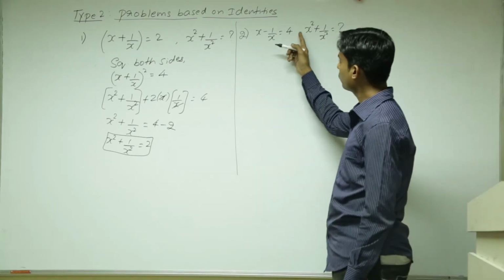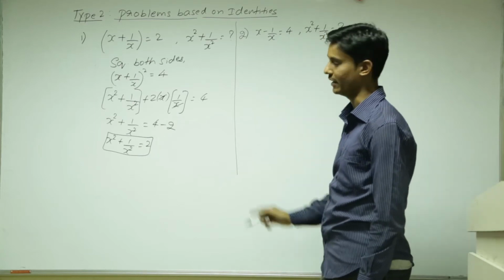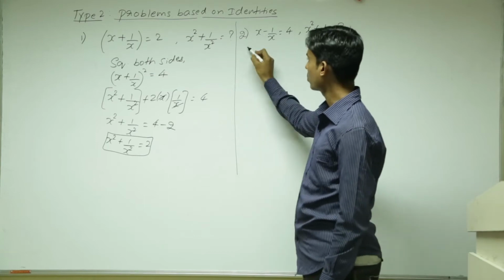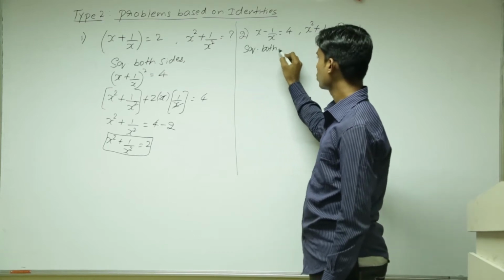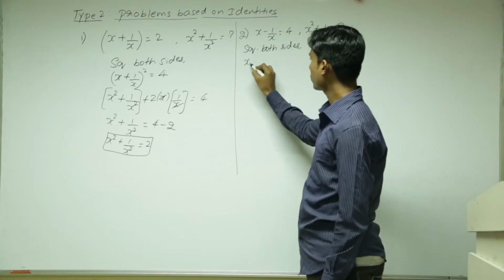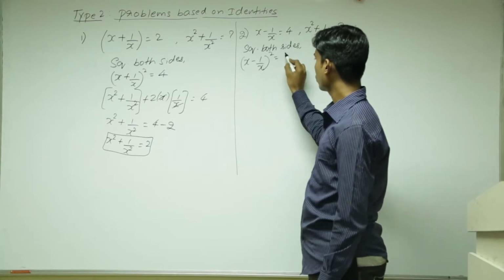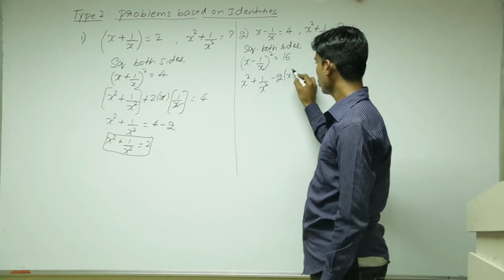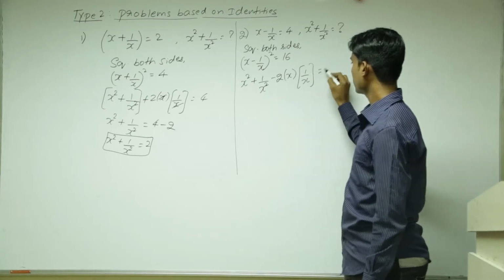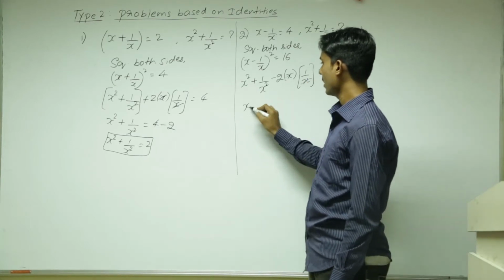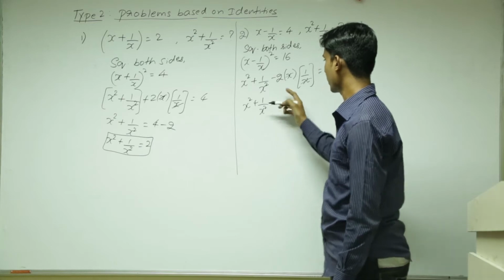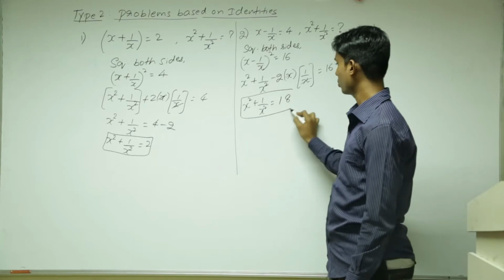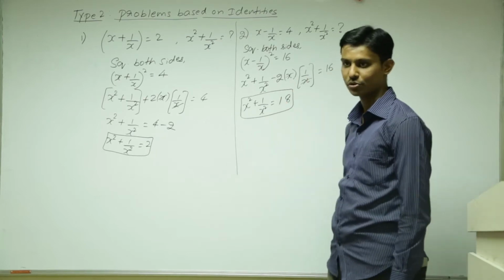x minus 1 by x is 4. Same logic. I have x term, but it should become x square term. Squaring both sides will give me x minus 1 by x whole square is nothing but 4 square is 16. This becomes a square plus b square minus 2ab. This is given as 16. x will cancel. x square plus 1 by x square is nothing but minus 2. If I shift it to the right hand side, it becomes plus 2. 16 plus 2 is nothing but 18. Answer for this question is 18.